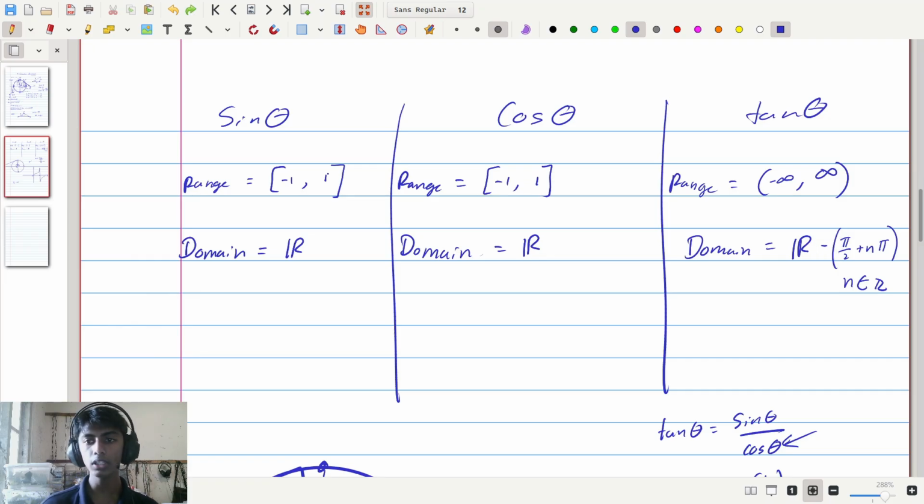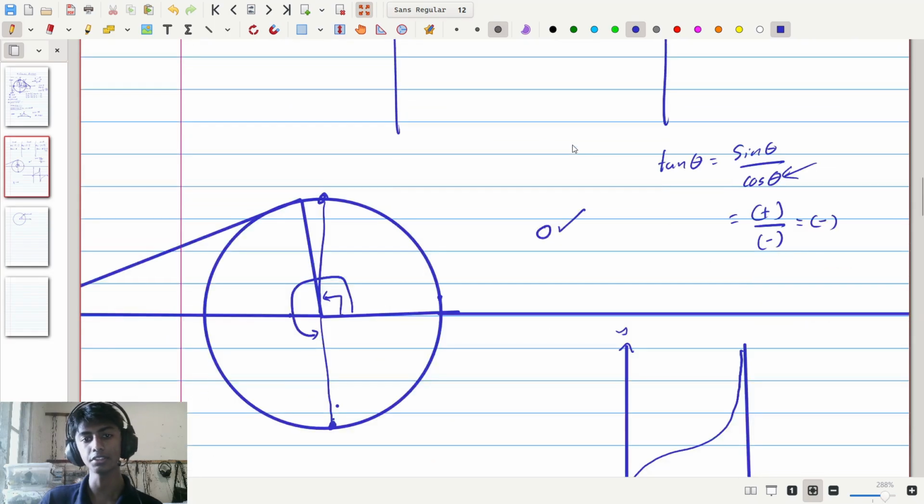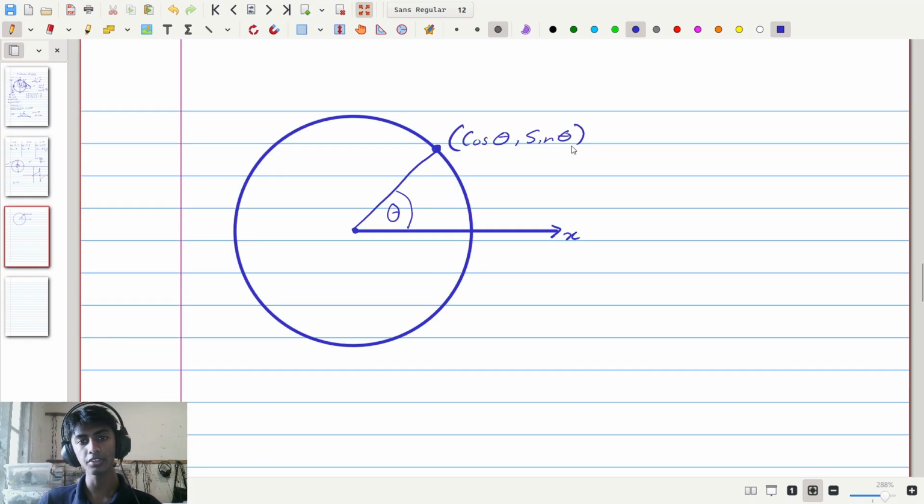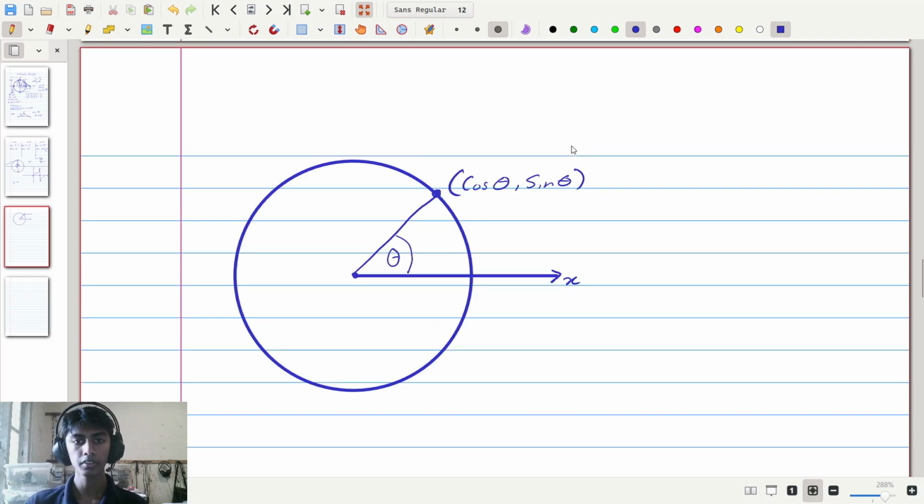We are removing all the values of pi by 2 plus n pi for n in the integers out of the real numbers set. So now that we've established that, before going to the actual values of sine, cosine and tangent, let's talk about some interesting symmetries and repetitions that occur within sine, cosine and tangent. To do that, let's just consider this thing right here. The coordinates of this point are cosine theta, sine theta. The x coordinate is cosine theta, the y coordinate is sine theta.